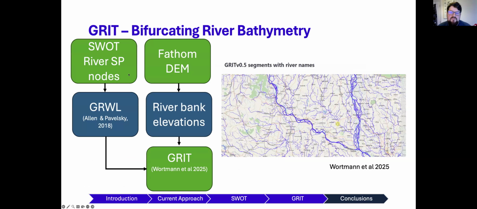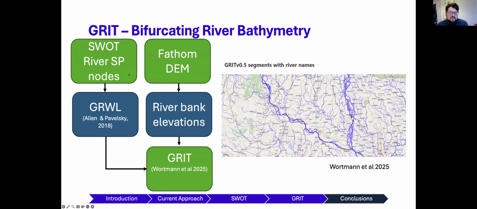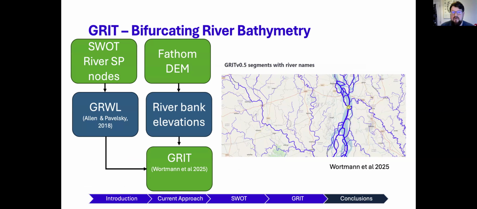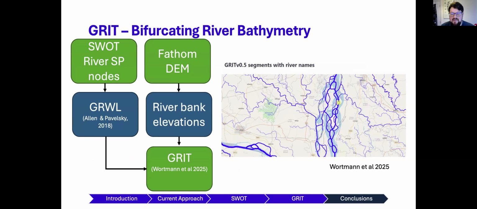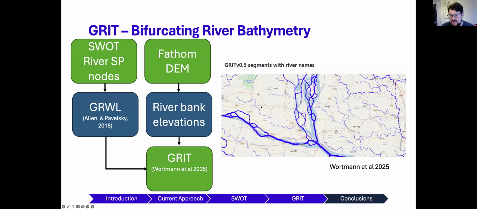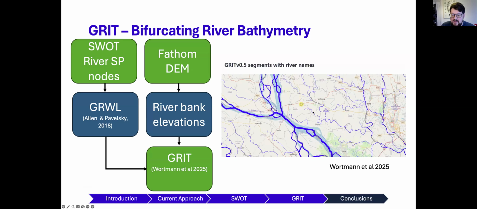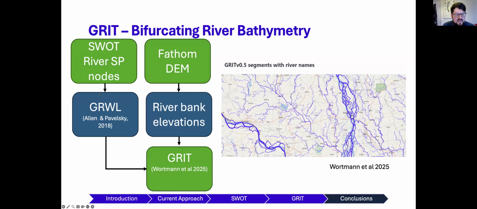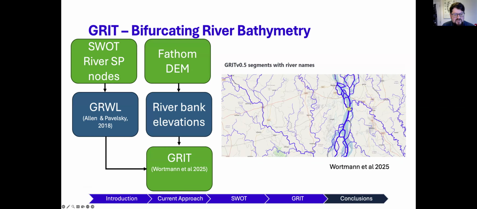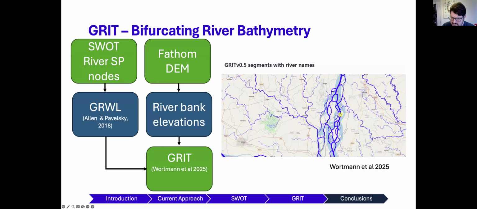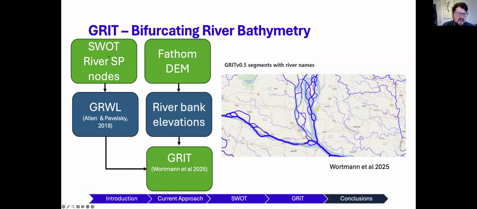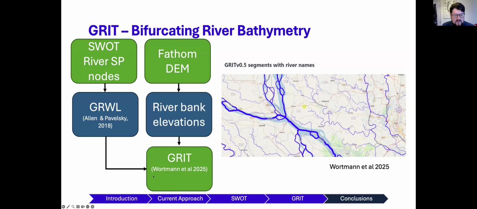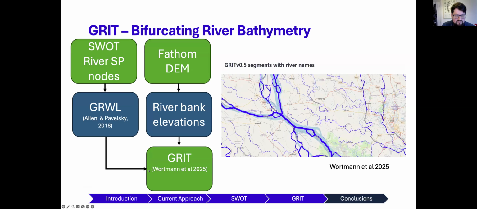So this is work that Jeff's done at the University of Bristol. Effectively it's taken the approach that I described earlier and expanded it to these bifurcating channels. On the right here is the GRIT topography that was described in previous talks. What we do is take the SWOT River SP nodes and match them to GRWL, which is the same baseline as GRIT, and do the conditioning solve with SWOT data on those river sections.